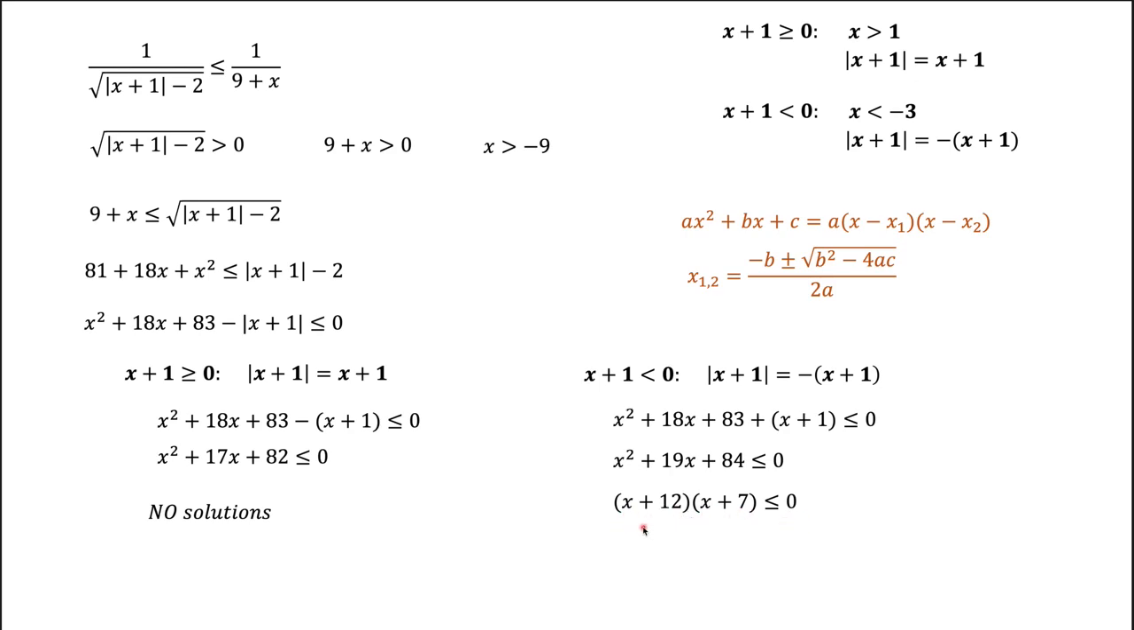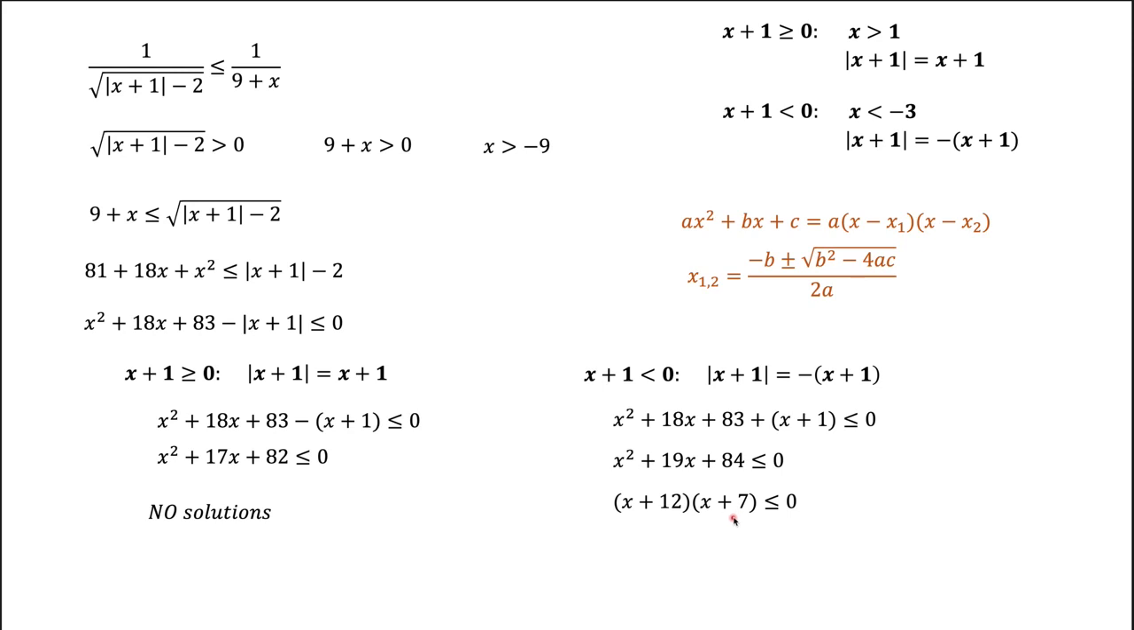So what we see here is a product of two factors, which should be less or equal than 0. That is possible when either the first factor is less or equal than 0 and the second factor is greater or equal than 0, or when the first factor is greater or equal than 0 and the second factor is less or equal than 0.